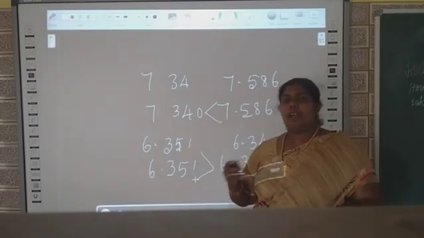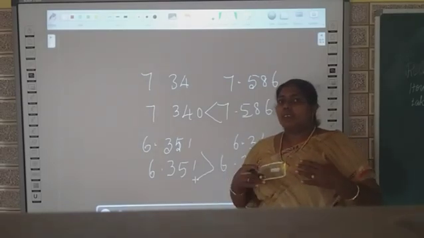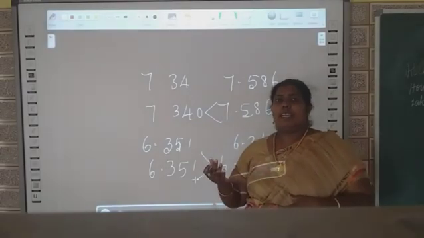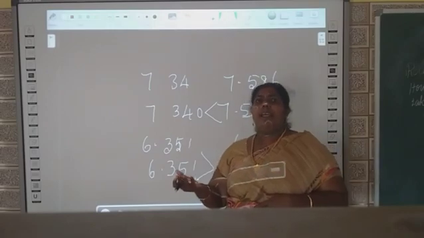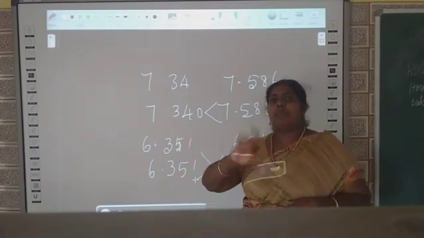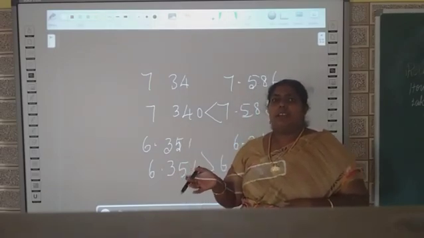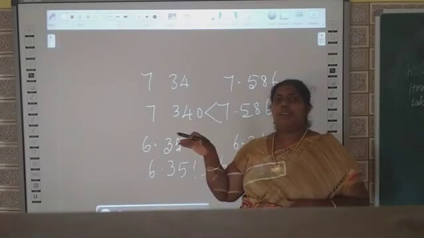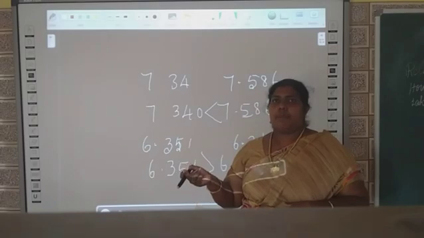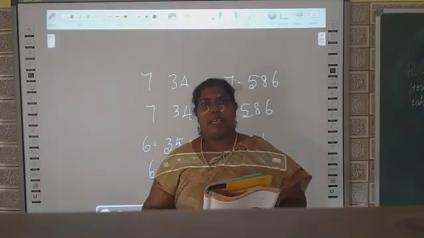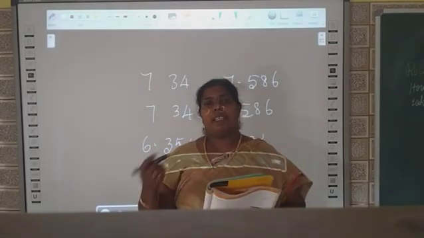Now do you understand how to do decimals? First, you have to compare the whole numbers. You have to convert the decimals into like decimals if they are unlike decimals. After that you compare the decimals. Then decide which is the greatest value. You have to put the symbol, that is greater than or less than. So now you know how to compare the decimals, isn't it? Comparing decimals, now you know.